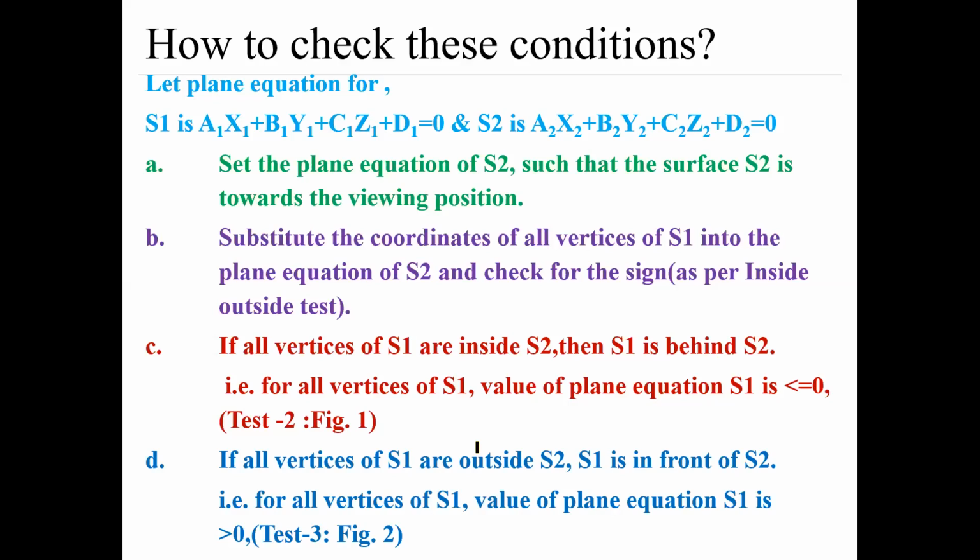Now if this fails, then we have to check for the third condition. And what does it state? If all vertices of S1 are outside S2, that means S1 is in front of S2, and the value of our plane equation is greater than 0. So you have to check all these conditions, and these four conditions basically satisfy your test 2 and test 3. If any condition passes, then you don't have to go for the next condition. But if both of these conditions fail, then we have to check for test 4.